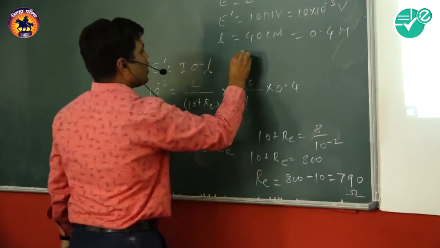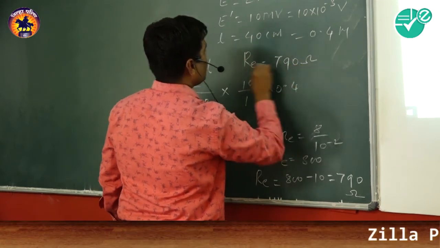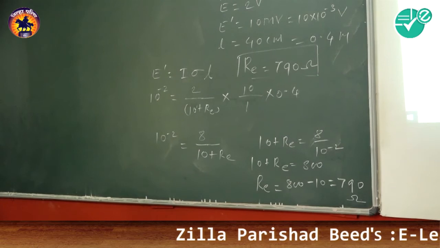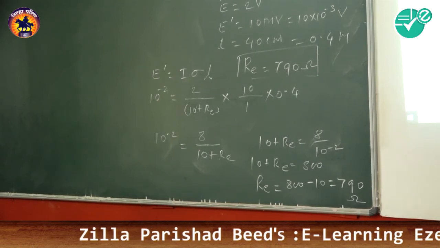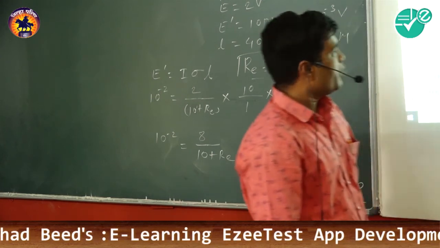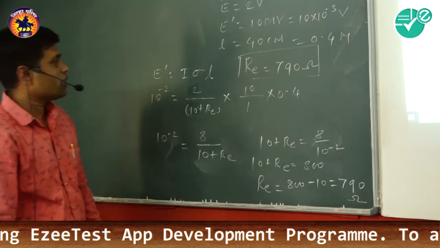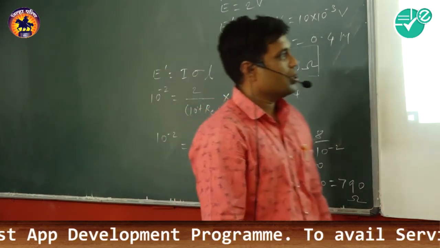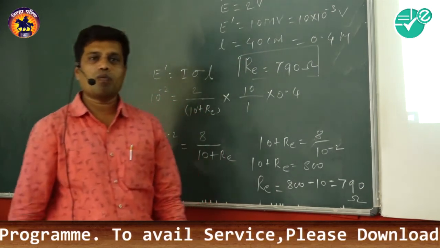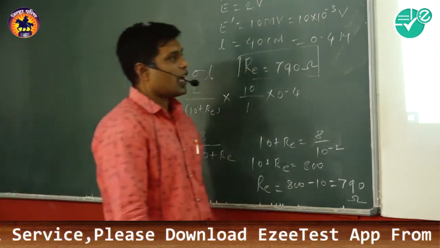So the answer for the external resistance Re is 790 ohm. This is option B, the correct option for question number 60. In this way you can solve the problem. I know I have increased the speed to solve the problem, because I have taken so many problems. With the help of those problems, you can easily solve any questions as given in this list.